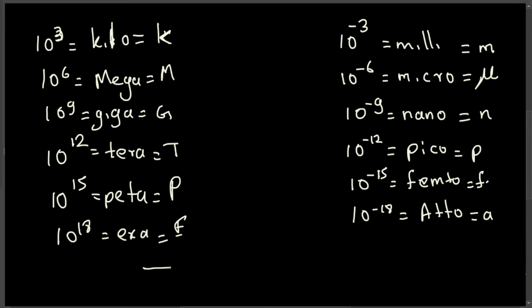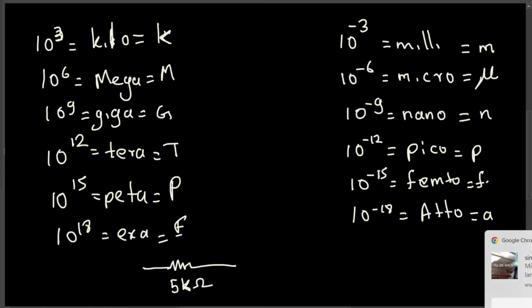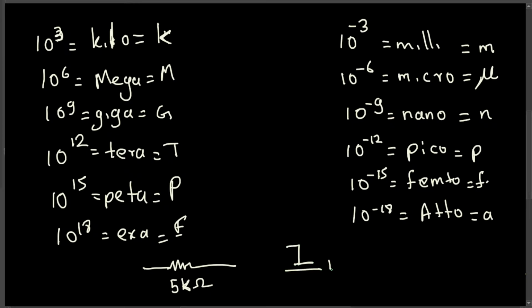Now why is this necessary? If you have a circuit given like this, and they give 5 kilo ohm as the resistor, you have to know what this k represents. That's why we have to know these things. Also, if you have a capacitor given as 1.2 picofarad, you have to know what this represents.